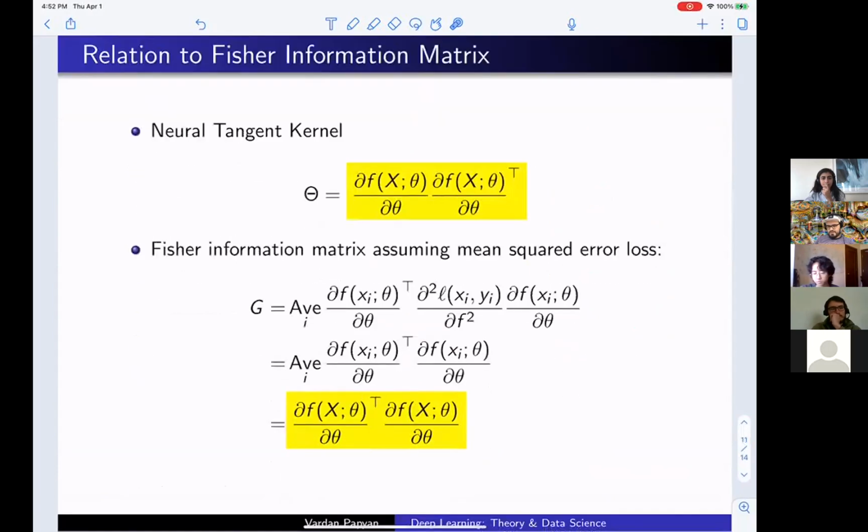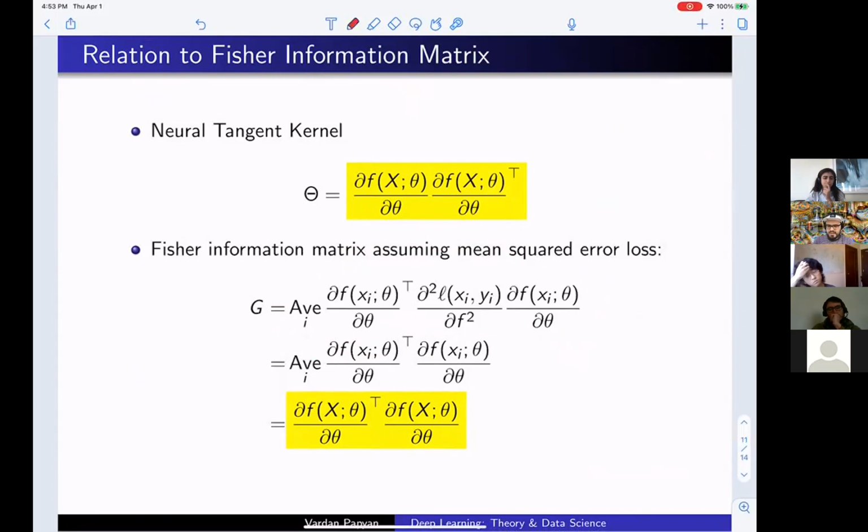So notice that the NTK is in fact highly related to the Fisher information matrix, because the NTK is equal to the derivative of f with respect to theta times the derivative of f with respect to theta transpose, right? This we've seen many times. And in previous lectures, we've seen that the Fisher information matrix is equal to this quantity, right? This is just from a previous lecture.